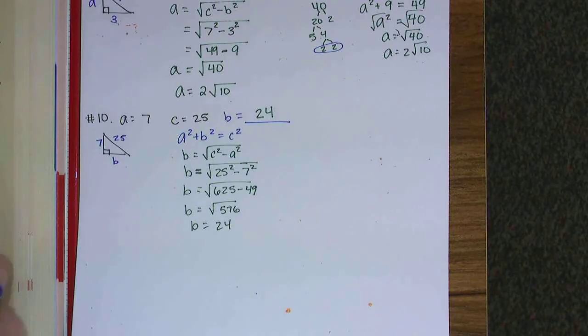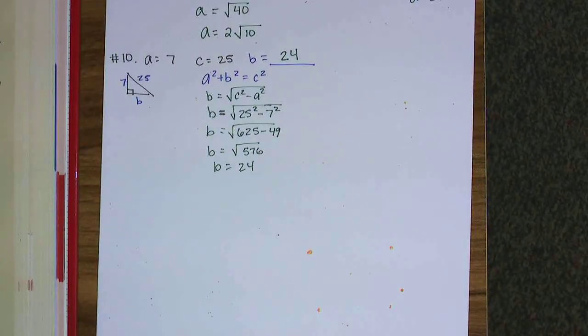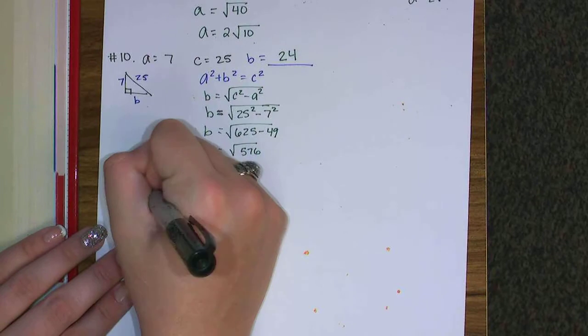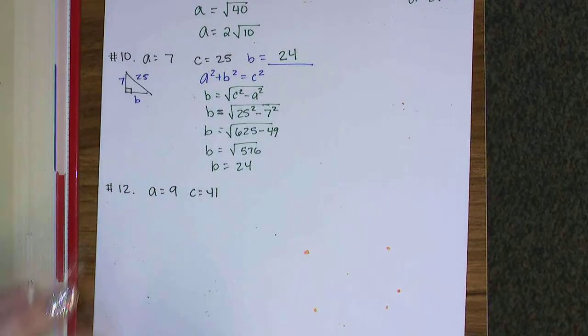All right, 12 is going to be the last one of this type, and then we'll go look at the converse and do a couple of those. So 12, A is equal to 9, and C is equal to 41. So again, I'm solving for B.